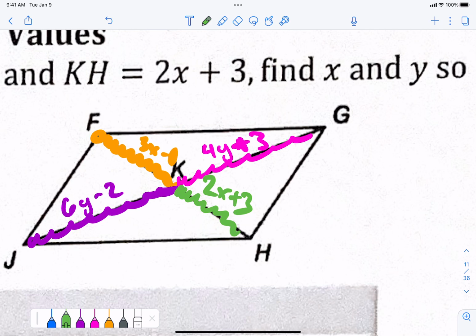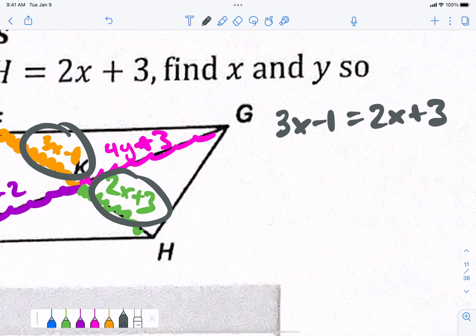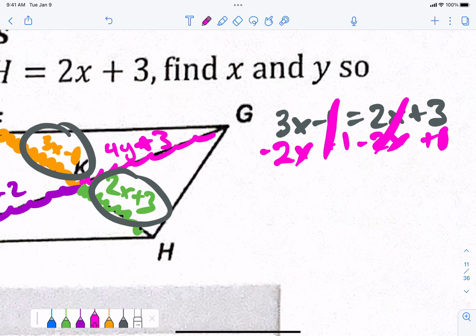Just set the opposite ones equal. So these two are going to be the same as each other. Let's set them equal. 3x minus 1 equals 2x plus 3. We can subtract the 2x to get them over here, and I can add the 1 to get it to the other side. So 3x minus 2x is x equals 4.